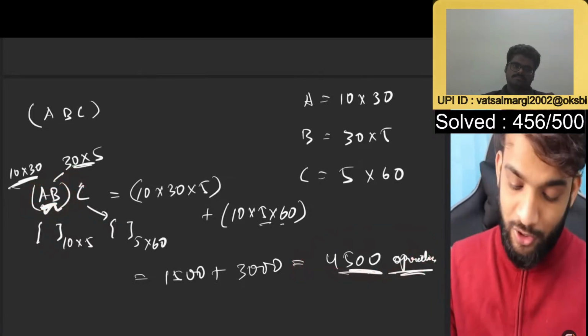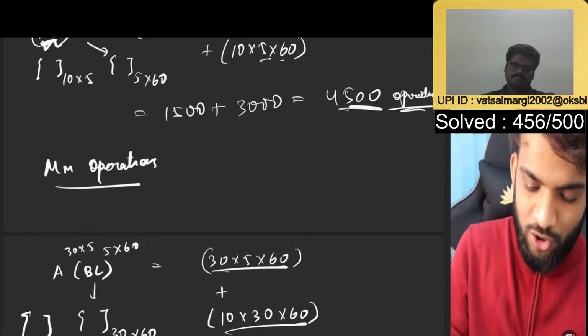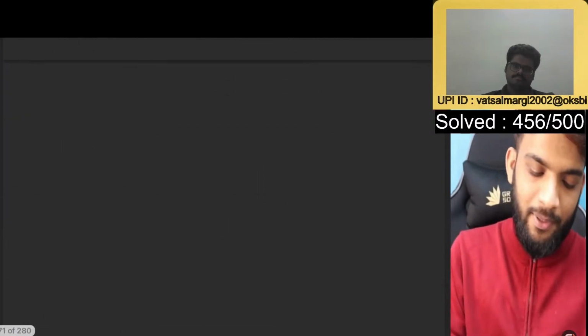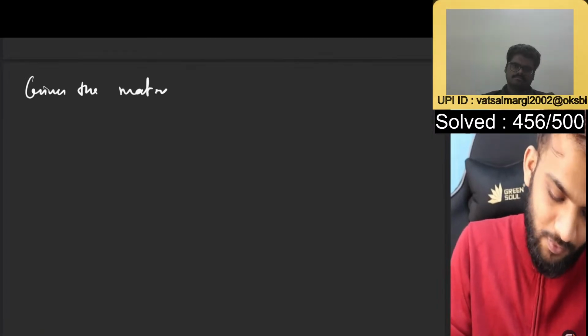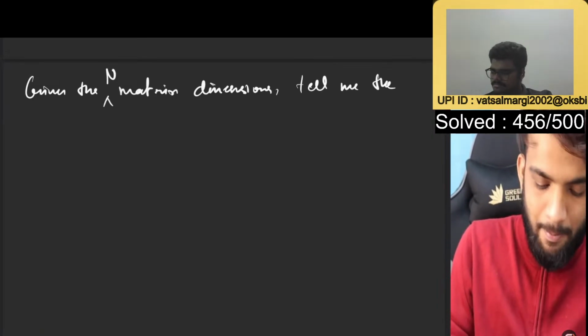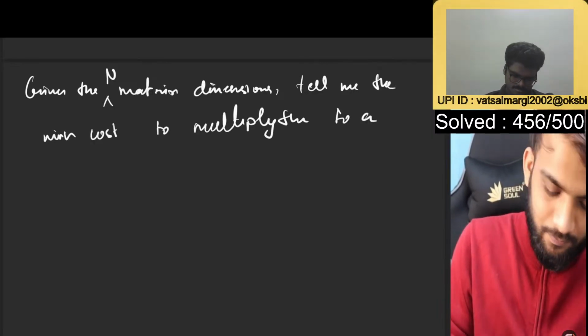Is there any other way? Obviously not. So what I figured out was the minimal operations required. Yes, the minimal operations required was 4,500. So I wanted to print this. Basically, given the n matrix dimensions, tell me the minimum cost to multiply them to a single one.